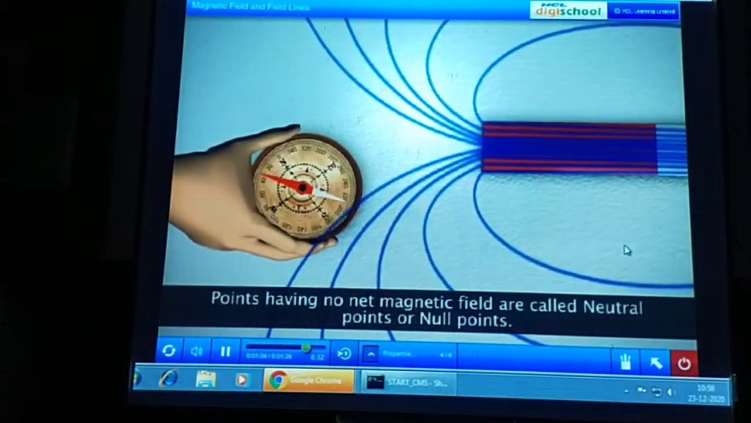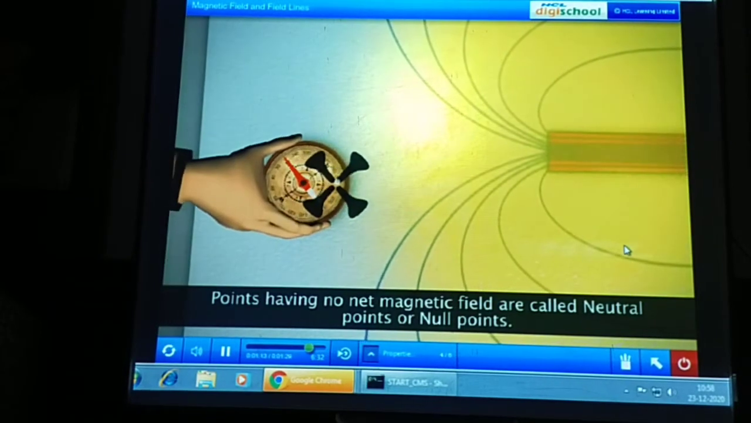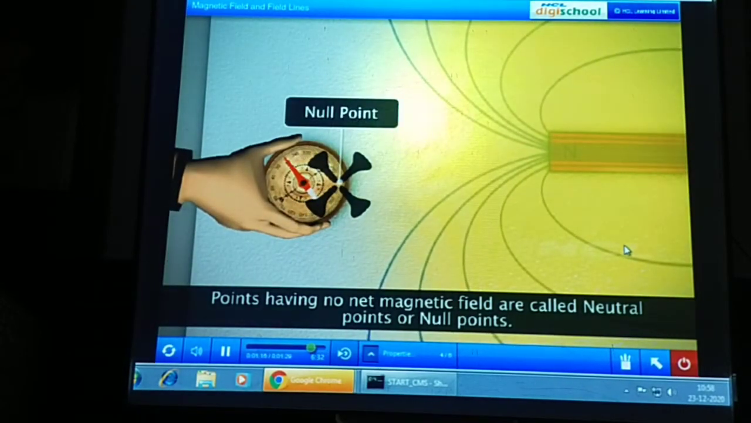When mapping the magnetic field, you will come across points where the compass needle does not point in any particular direction. This indicates that there is no net magnetic field at that point. Such a point is called neutral point or the null point.